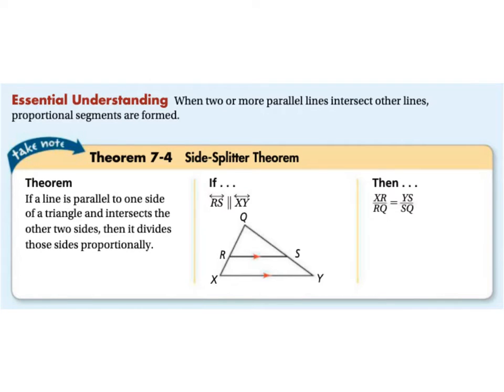So we're going to be learning about the side splitter theorem. When two or more parallel lines, here we have these two parallel lines, intersect other lines, in this case, these other sides of this triangle, proportional segments are formed.